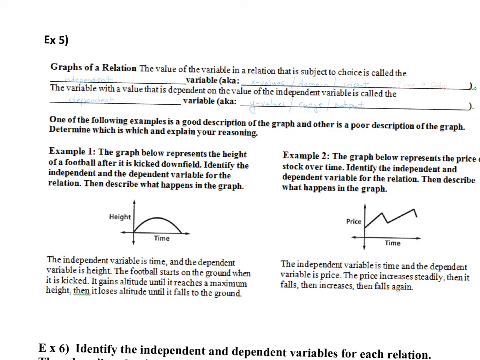All right, so independent is also associated with your X values, which is called domain or input, which we just talked about. Okay, now domain and range, these are words you may not know yet, and that's okay. We're going to hit those a little harder later in this chapter. Dependent is your Y values, range, or it's also considered your output. All right, so for this, it says one of the following examples is a good description of a graph, and the other is a poor description. Determine which is which and explain your reasoning.